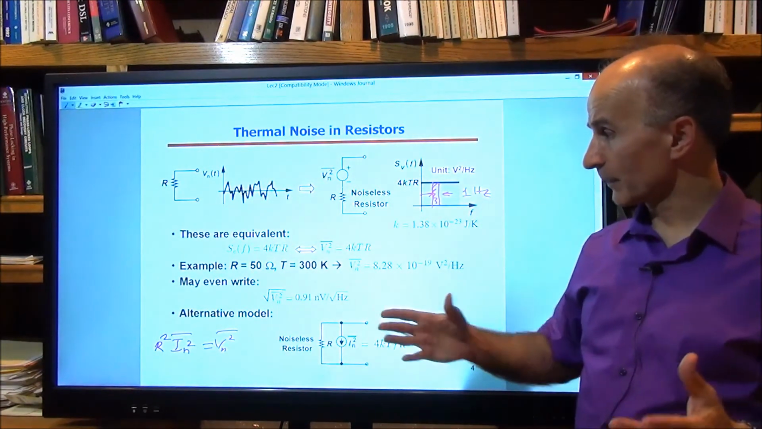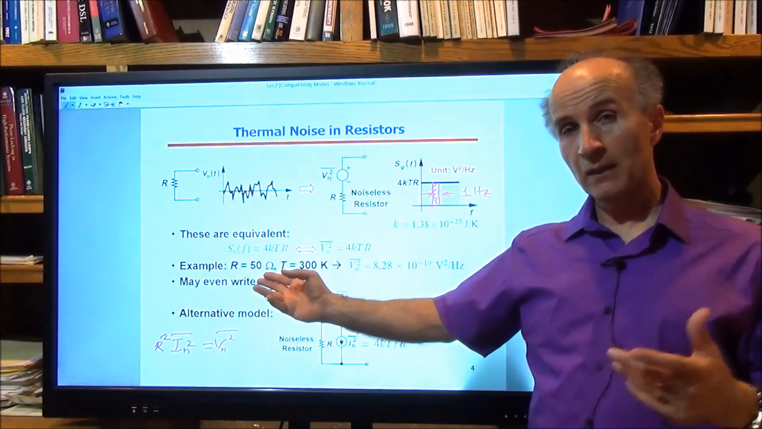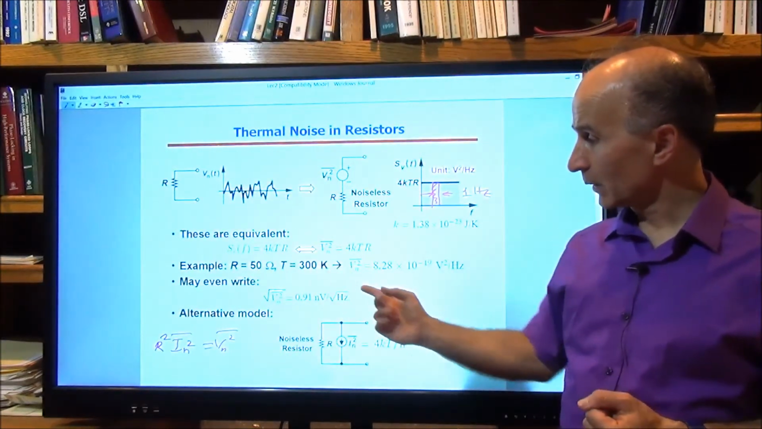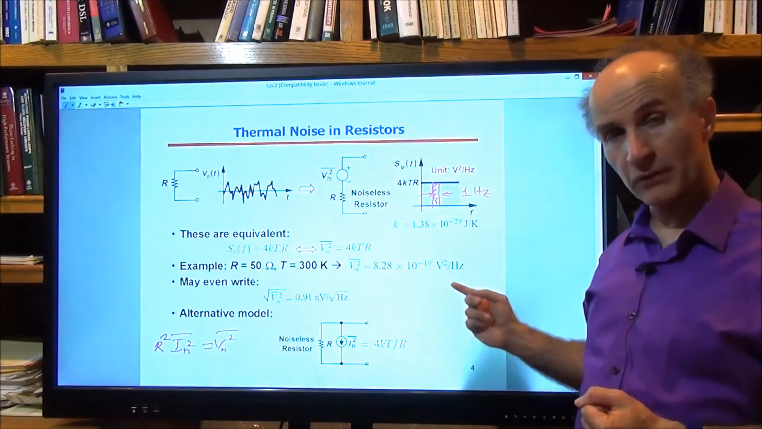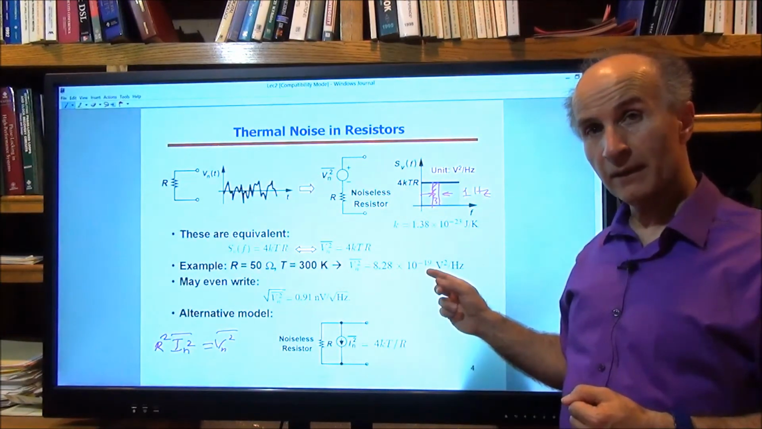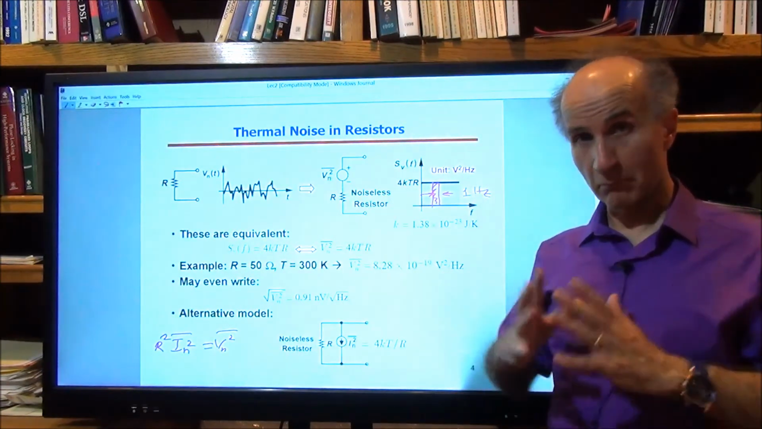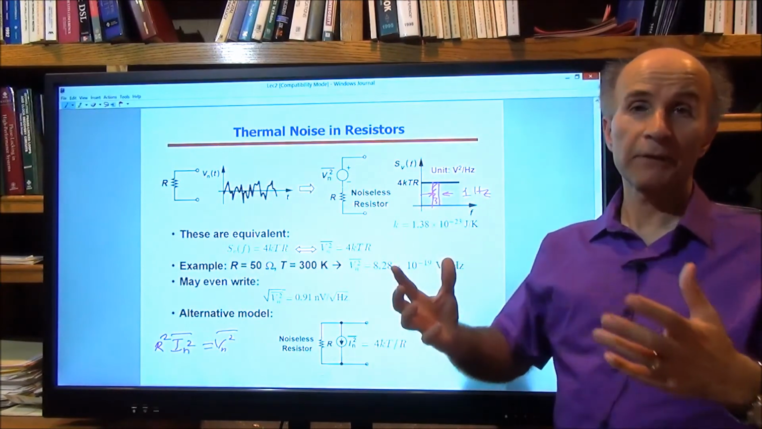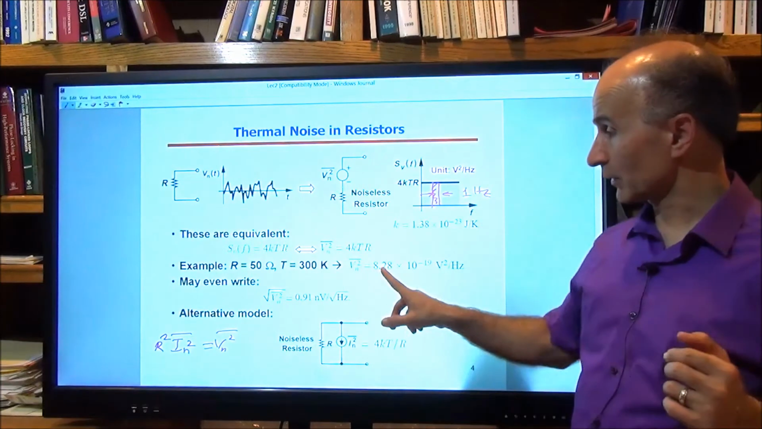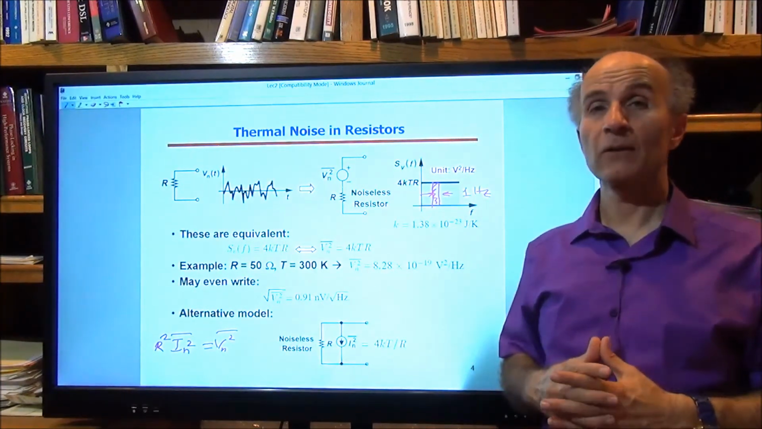Okay, as an example, suppose R is 50 ohms. 50 ohms happens all the time, especially in RF design, so we're going to use that. At a room temperature of 300 Kelvin, we can calculate Vn squared bar to be this much. Now this looks really small, but this is only in 1 hertz. In practice, we would be interested in much bigger bandwidths. So if you have an amplifier, some high-speed amplifier with 10 gigahertz of bandwidth, we're going to multiply this by 10 to the 10. So suddenly the number is no longer negligible.